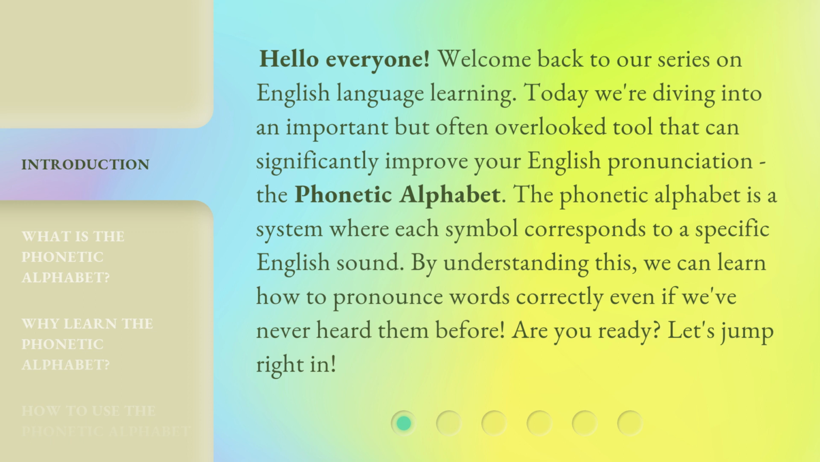Today we're diving into an important but often overlooked tool that can significantly improve your English pronunciation, the phonetic alphabet. The phonetic alphabet is a system where each symbol corresponds to a specific English sound. By understanding this, we can learn how to pronounce words correctly even if we've never heard them before. Are you ready? Let's jump right in.